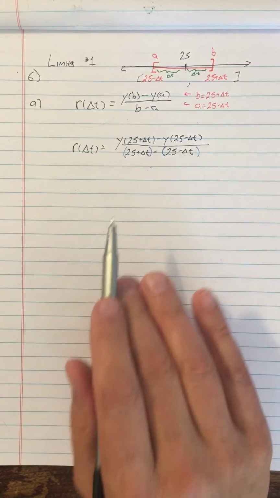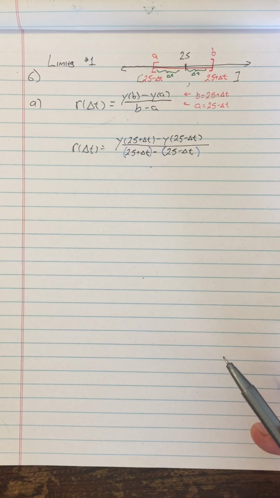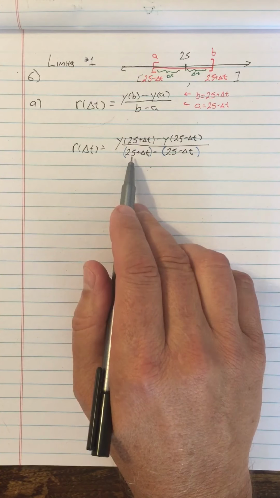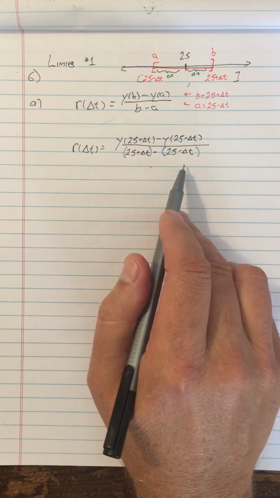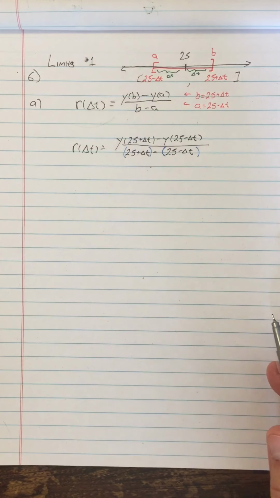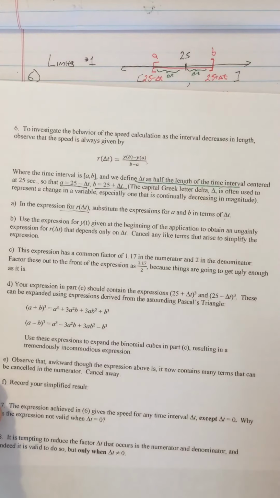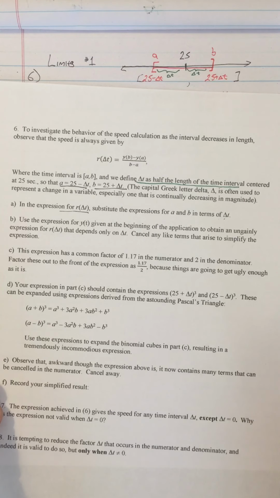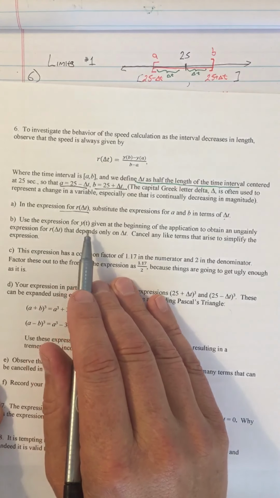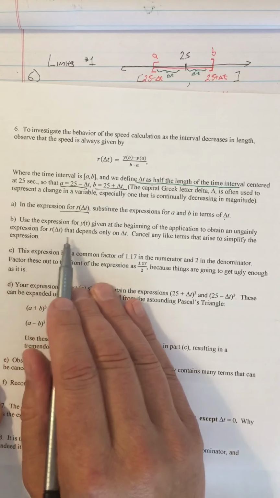Now look, with part A, and this is true of all the subsequent parts as well, if you weren't sure how to start this, and now you can see how to start it, then shut the video off and try to correct what you have from there or continue from where you are. All right, so let's see what else it has us doing here. It says, use the expression for y of t to obtain an ungainly expression for r of delta t.